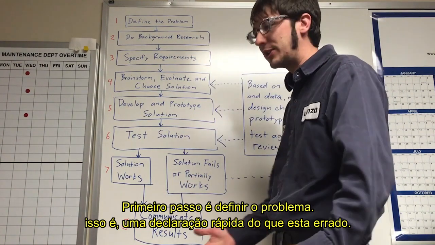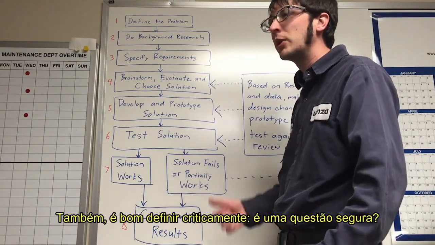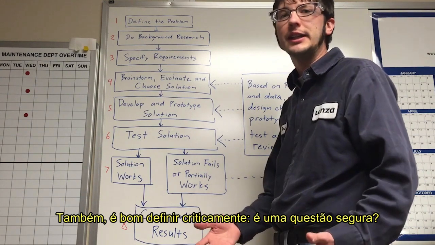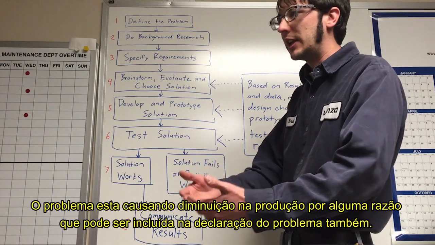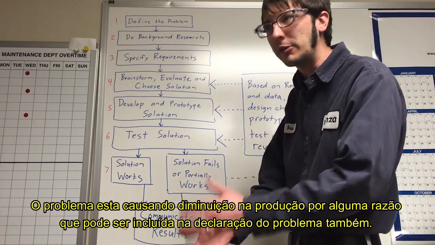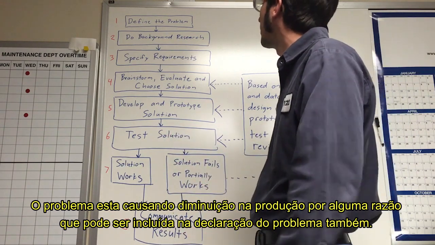That's nothing more than a brief statement of exactly what's wrong. Also good to define criticality. Is it a safety issue? Is the problem causing an issue that has production down for some reason? That would get included into the problem statement as well.